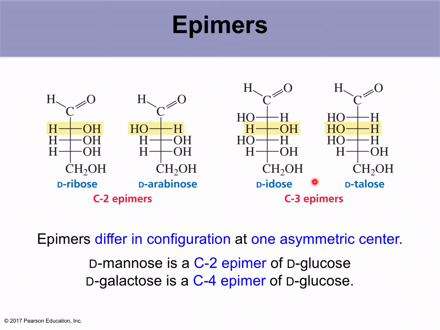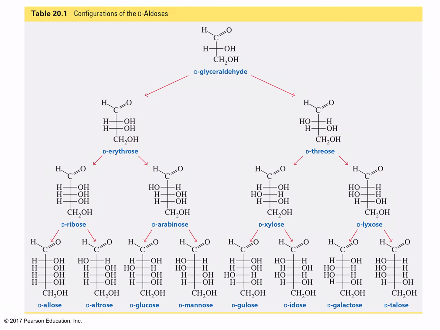And between idose and talose, they are 1, 2, 3, C3 epimers. Similarly, D-mannose is a C2 epimer of D-glucose. This is mannose and this is glucose. Everything is the same except carbon 2. This is right, this is left. So they are C2 epimers. We don't call them enantiomers, and not diastereomers either, but epimers.